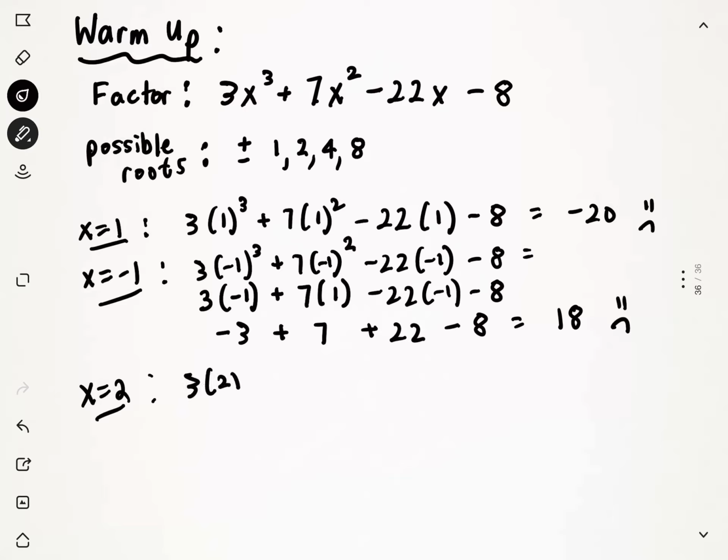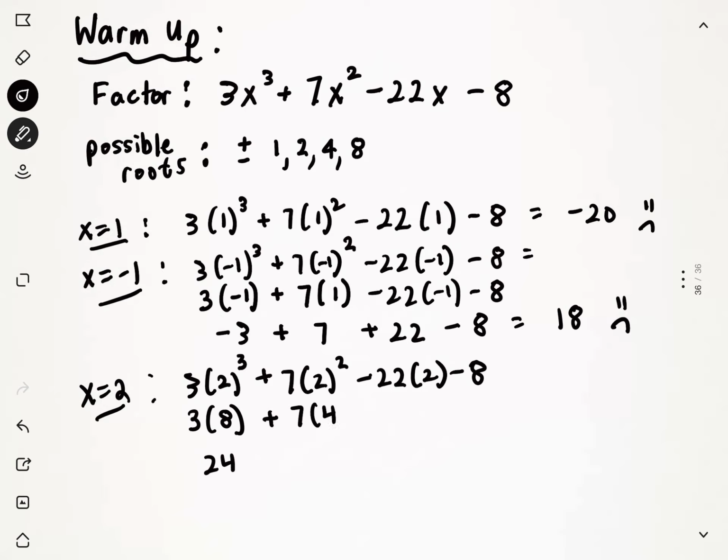I believe this one does work. If I put in a positive 2 for x, for each of the x's that are involved, and then do the order of operations here, I should get a remainder of 0. So I get 3 times 8, which is 24. I get 2 squared, which is 4. That's a 28. And then I have minus 44 minus 8. And it looks like I'm going to get 52 minus 52, which is 0. And that's what we're looking for.